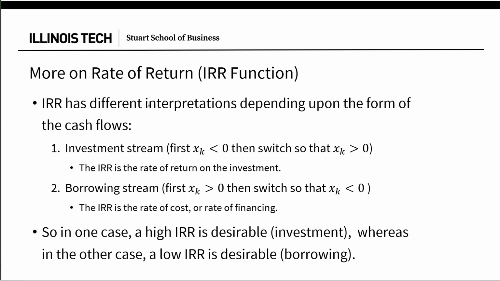So in the first case, where we have an investment, we want a high rate of return. We want a high IRR. Okay, whereas when we are borrowing and we have to pay back the money, we want a low return. We want a low IRR.